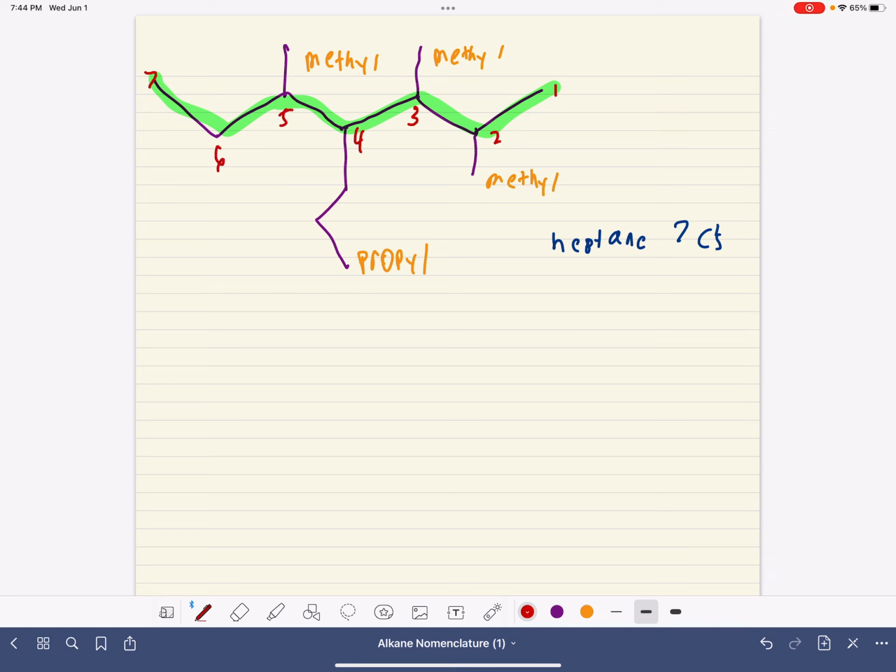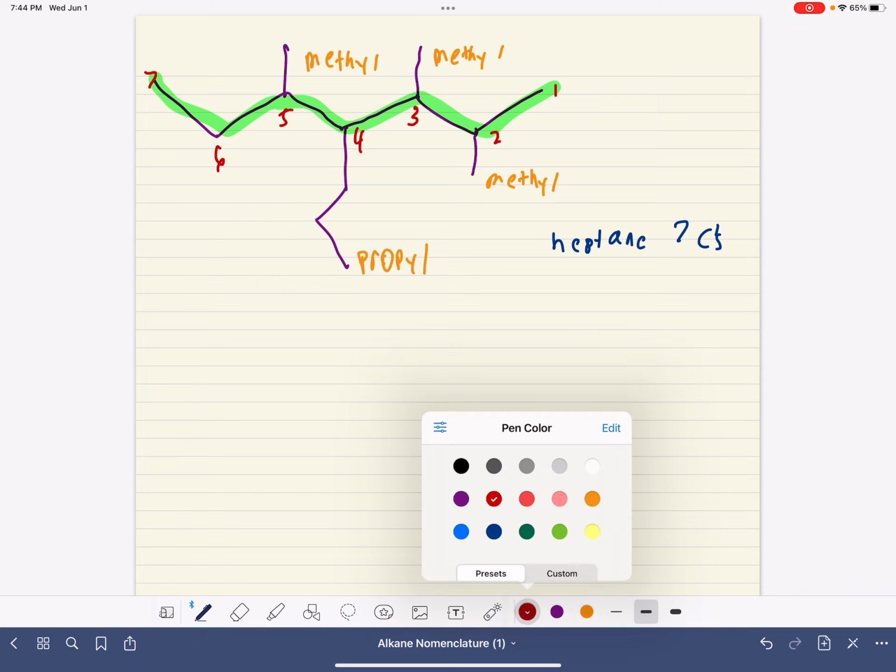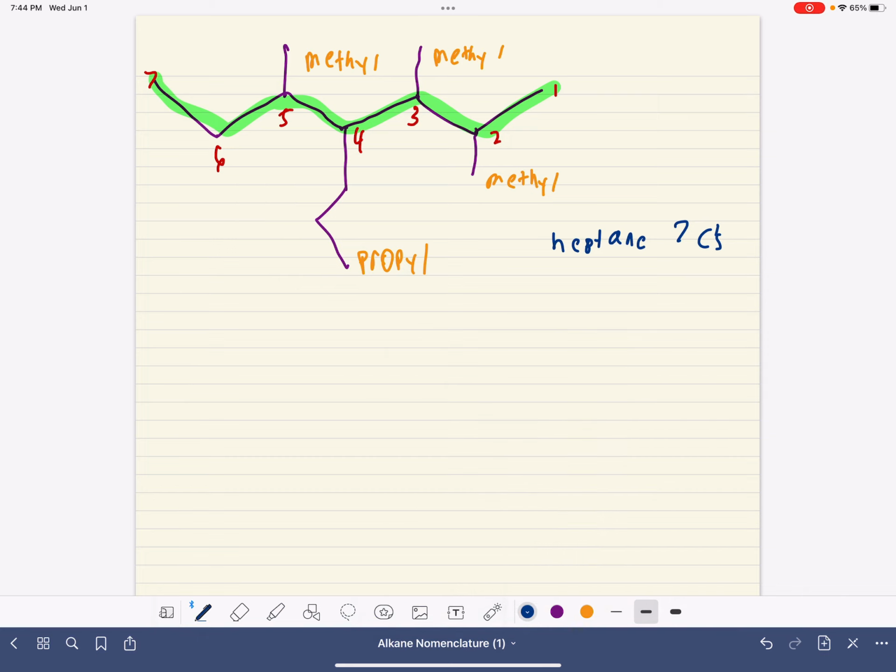And now in a case where I have a little bit more going on, I like to make a little bit of a table on the side, the puzzle pieces, and then put it all together. So we have heptane, that's 7 carbons. We have a methyl at position 2, 3, and 5. So we have methyls at those positions. And we have a propyl at position number 4.